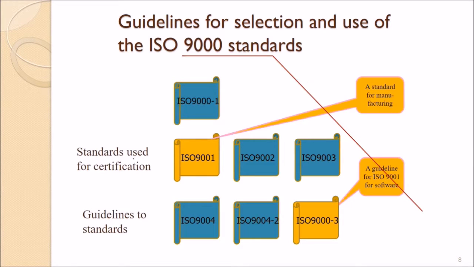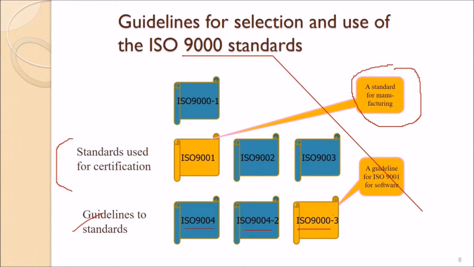First of all, ISO 9001. See, there is a hyphen. These are the standards for certification: ISO 9001, ISO 9002, and ISO 9003. ISO 9001 is for us. This is a standard for manufacturing. Please understand, ISO 9001 is a standard for manufacturing. These are the guidelines to standards like ISO 9004, ISO 9004-2, and ISO 9003.